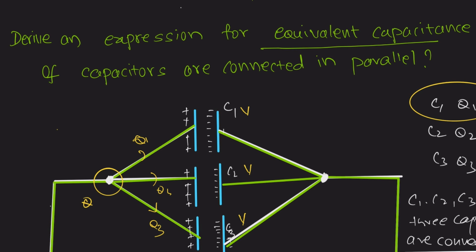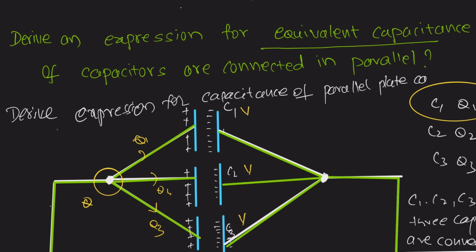Okay, don't confuse this with the other question. So what is the other question? Derive the expression for the capacitance of the parallel plate capacitor. So this is the other question. Mostly students get confused between these two questions. Observe these two different questions and write the correct answer for each question.